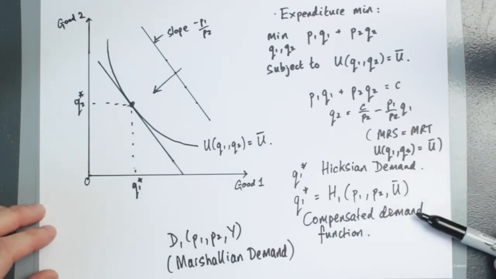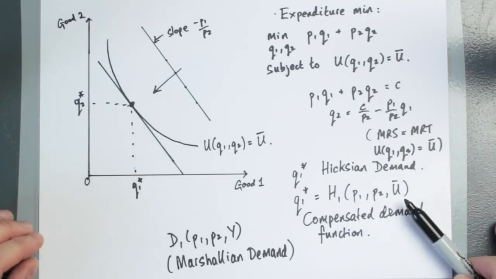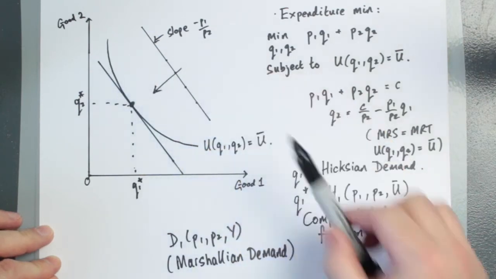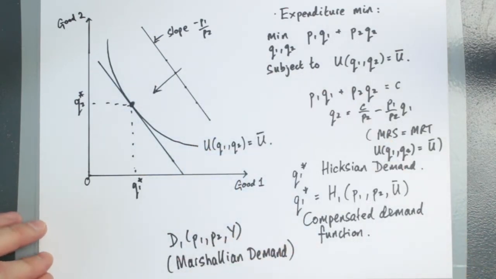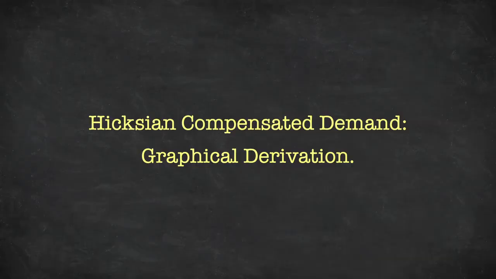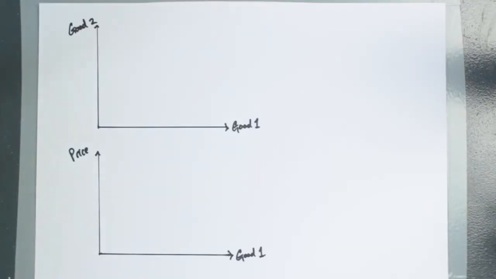So we could construct this Hicksian demand function in a very similar way to which we drew the Marshallian demand function. If we remember to draw Marshallian demand, we drew a diagram that showed price changes, and then underneath we produced a diagram which captured the Marshallian demand function. So let's do that now. We'll derive graphically the Hicksian demand function with price on the vertical axis and quantity demanded on the horizontal axis. So let's derive Hicksian compensated demand graphically.